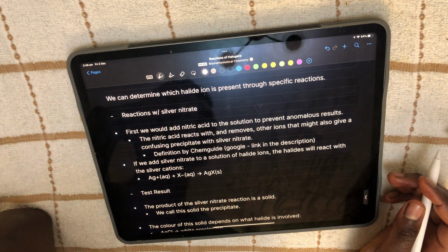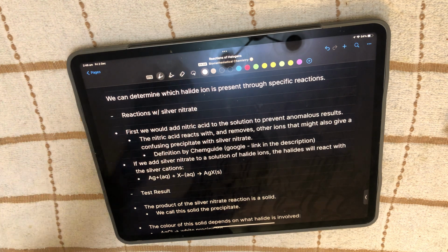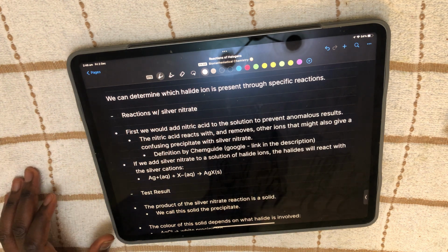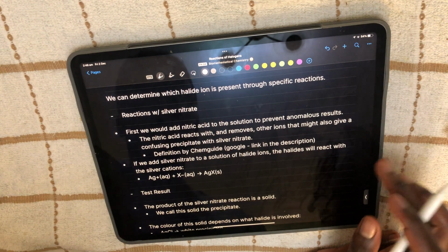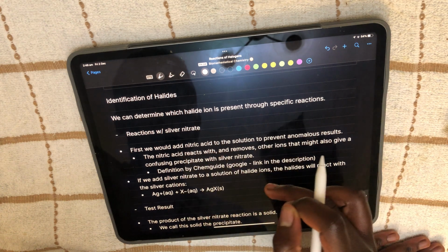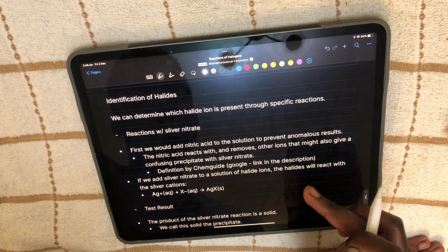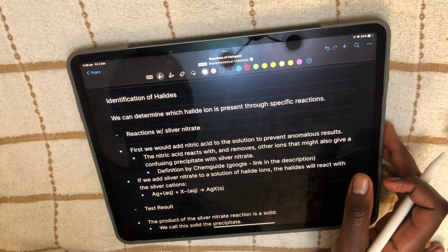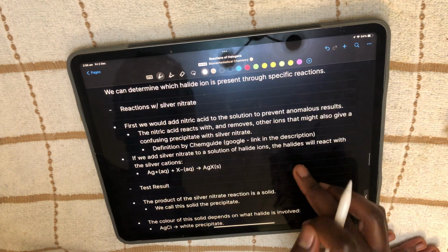We don't want to have any, what's the word I should be able to say, waste products, right? Waste products, unwanted precipitates. Yeah. So we add nitric acid before adding our silver nitrate, because the nitric acid reacts with and removes other ions that might also give a confusing precipitate with silver nitrate, and that's the definition by Chem Guide there before someone gets onto me there. But that's what it does, right?